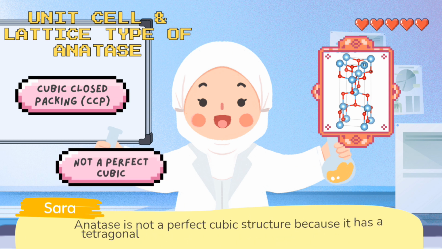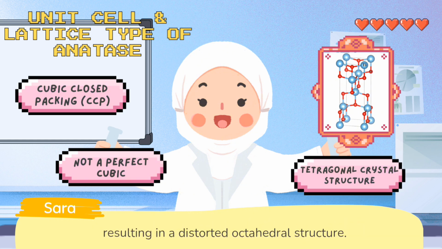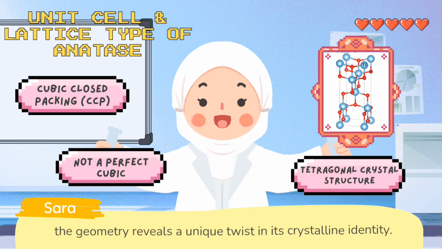Anatase is not a perfect cubic structure because it has a tetragonal crystal system with unequal axis lengths, resulting in a distorted octahedral structure. So even though it looks pretty symmetrical, the geometry reveals a unique twist in its crystalline identity.